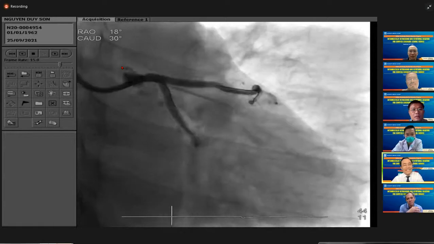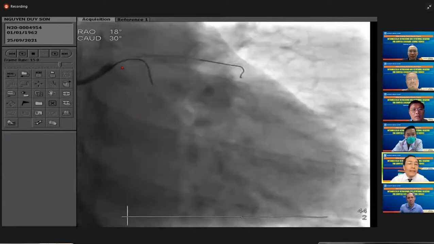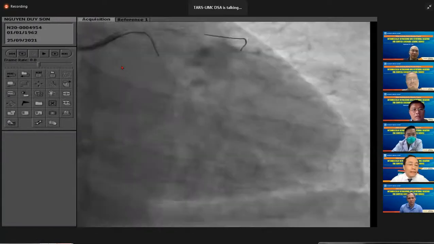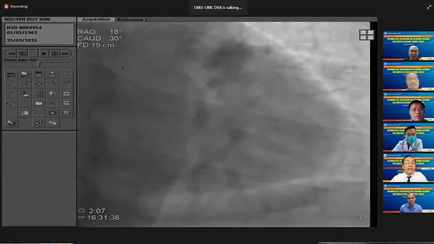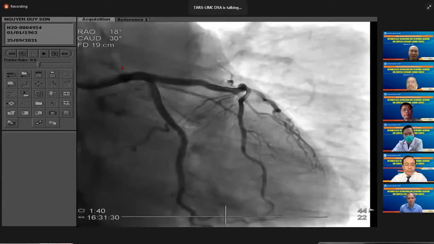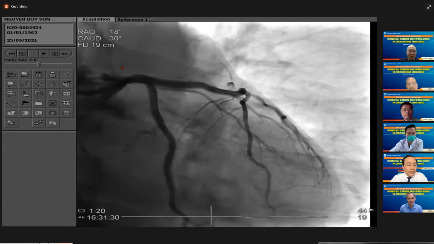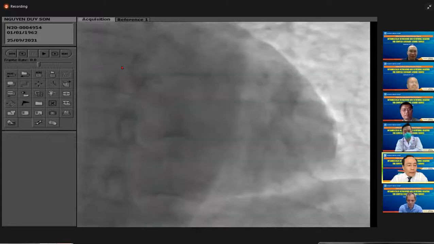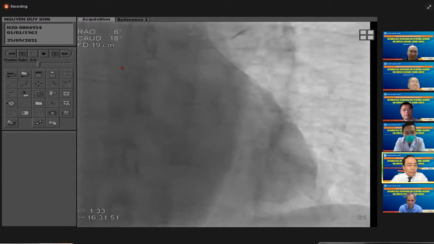We have dissection of the left main. I think it's good enough. Okay. Thank you very much for the case, for taking the case from UMC. Thank you, Dr. Vũ, and thank you, China staff of the UMC DSA.